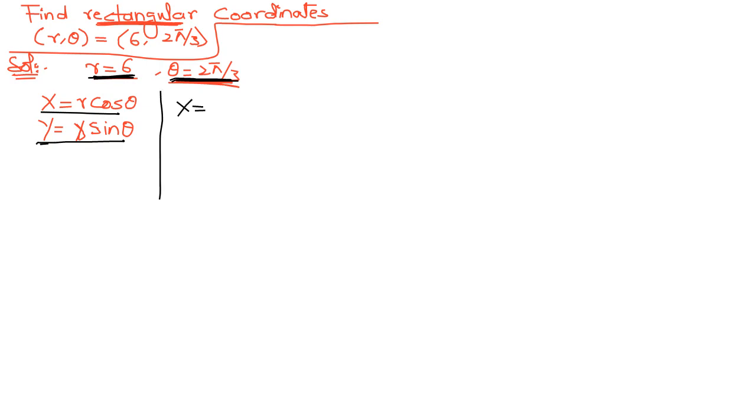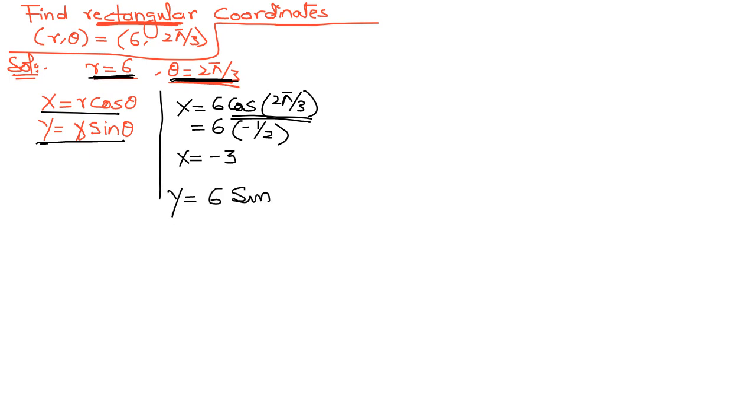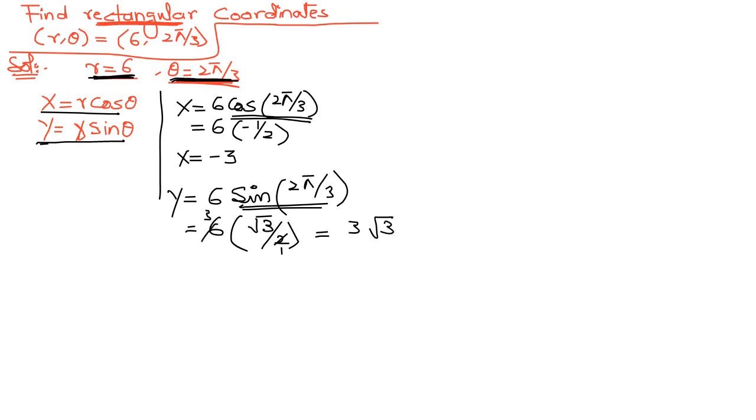x is equal to r, which is 6, times cosine of theta, where theta is 2 pi over 3. So x is equal to 6 times cosine of 2 pi over 3, which is minus 1 over 2. When you simplify, that is equal to minus 3. Similarly, you can put in y. y is equal to 6 sine of 2 pi over 3, and sine of 2 pi over 3 is square root of 3 divided by 2. So 2 ones are 2 and 3, that is equal to 3 times square root of 3.